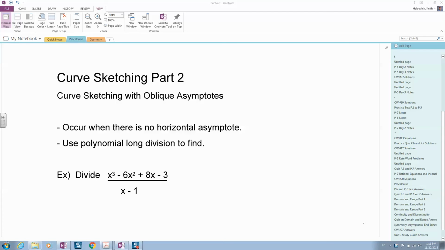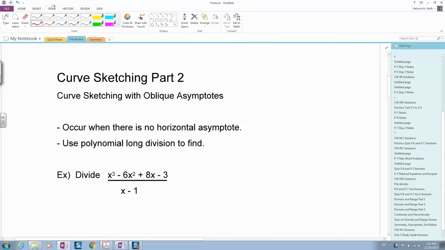Alright, welcome to tonight's video on curve sketching part 2. This is going to include curve sketching when you have oblique asymptotes. Oblique asymptotes occur only when there is no horizontal asymptote. So how do we find oblique asymptotes? We are going to use polynomial long division to find them.